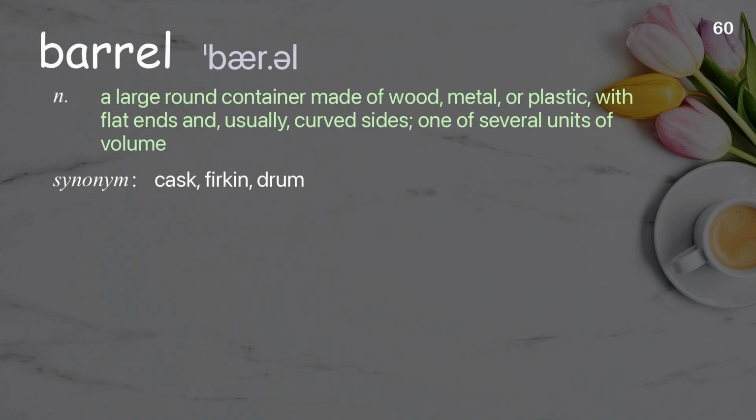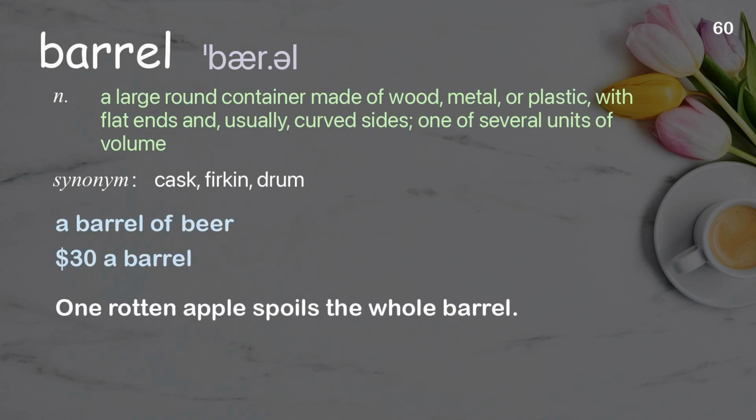Barrel. A large round container made of wood, metal, or plastic, with flat ends and, usually, curved sides, one of several units of volume. Examples: A barrel of beer. $30 a barrel. One rotten apple spoils the whole barrel.